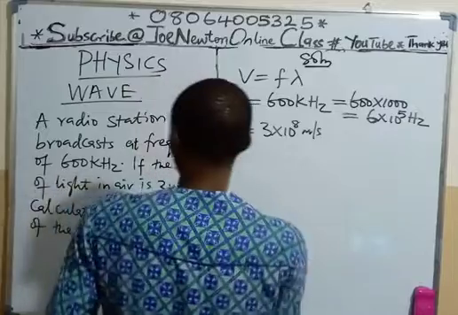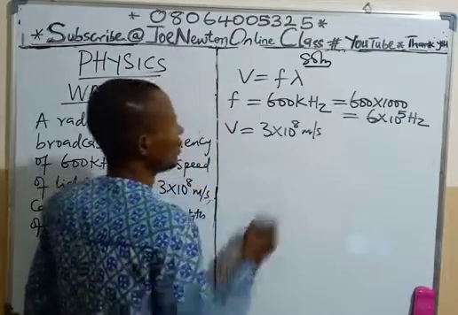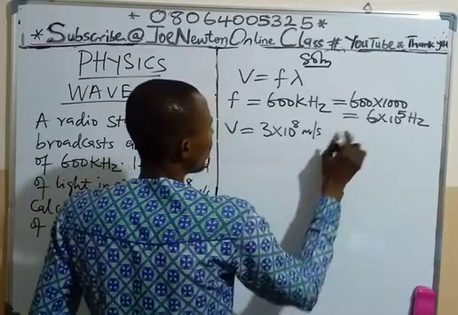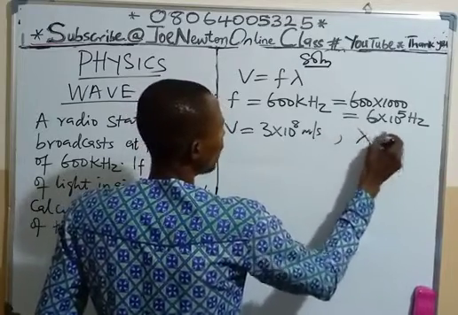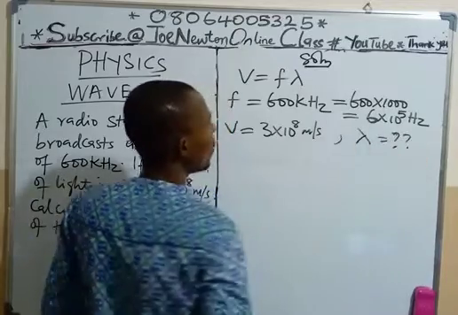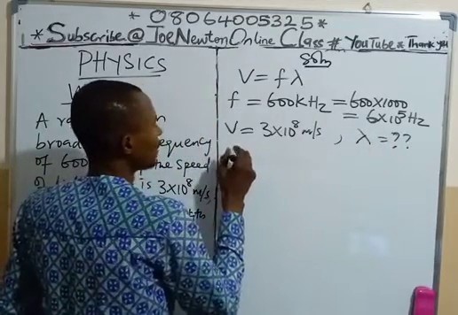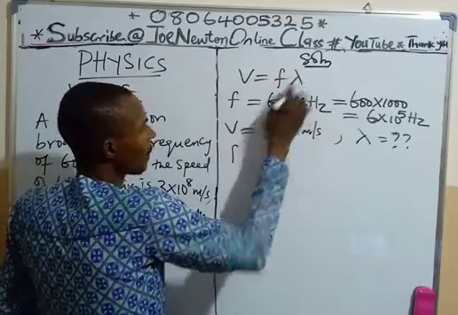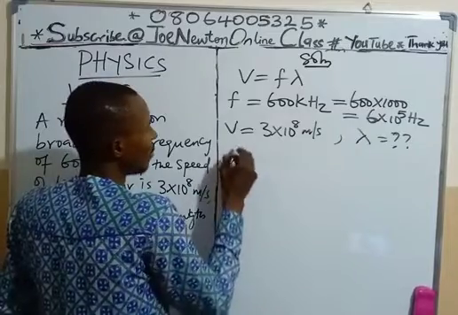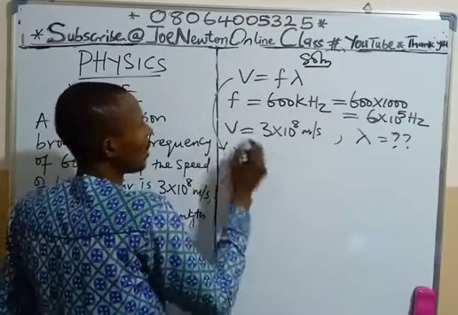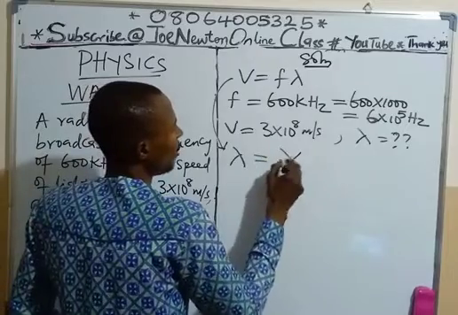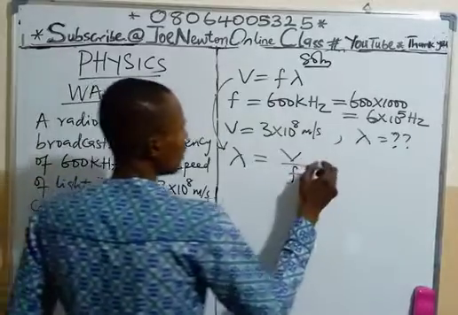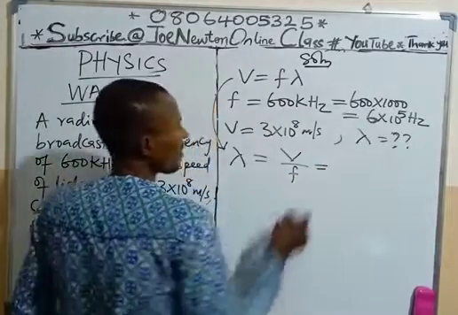Okay. Then we are asked to find the wavelength. Now, referring to this equation, we are looking for wavelength, lambda. So from the equation, since V is equal to F lambda, therefore our lambda, taken from this equation, will be equal to V divided by F, that is speed over frequency, which is equal to, what's our speed here?